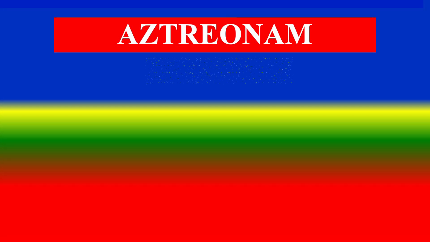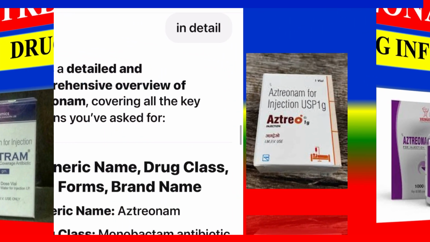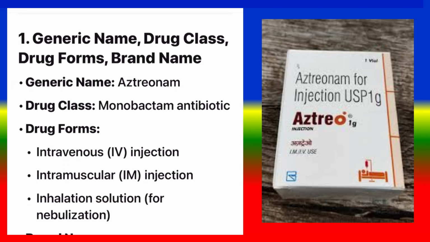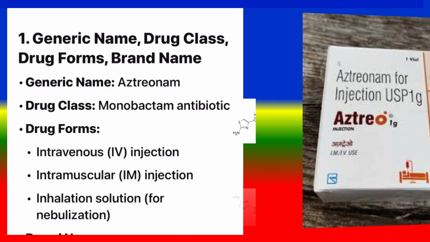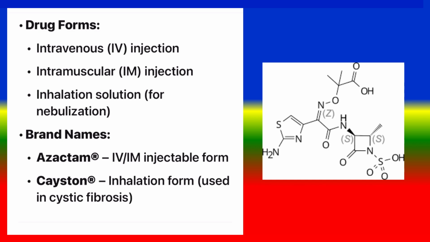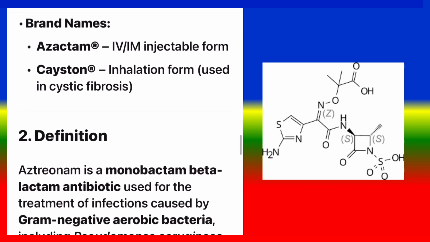Here's a detailed and comprehensive overview of Aztreonam. Number 1. Generic name, drug class, drug forms, brand name. Generic name: Aztreonam. Drug class: monobactam antibiotic. Drug forms: intravenous IV injection, intramuscular IM injection, inhalation solution for nebulization. Brand names: Azactam, IM injectable form; Cayston, inhalation form used in cystic fibrosis.